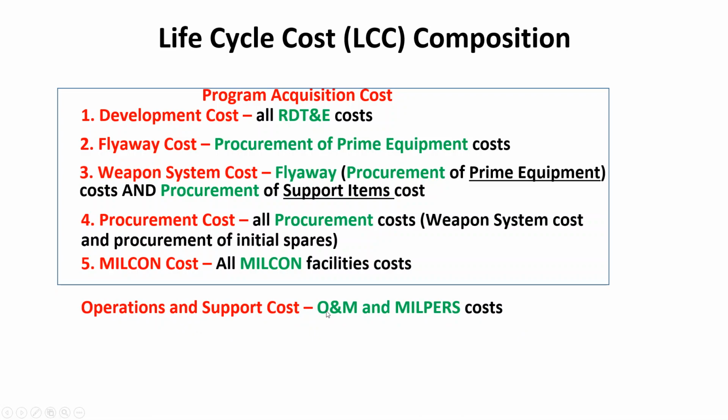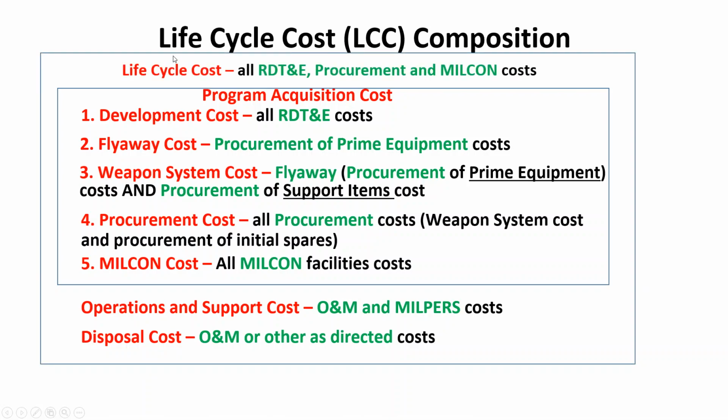Operations and support costs is your O&M and MILPERS dollars. And finally, your disposal cost is your O&M or other as directed, whatever funding is used to dispose of the item. Cradle, when I develop it with RDT&E, to disposal. All these costs together make up the life cycle cost, which includes all RDT&E, procurement, Milcon, and also your O&M and MILPERS dollars.